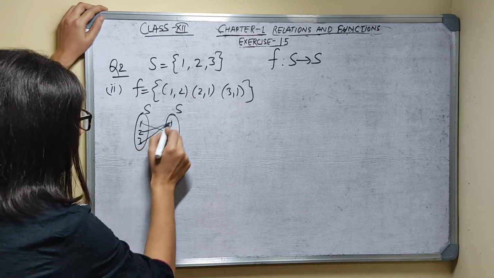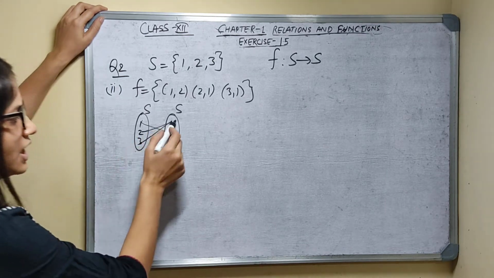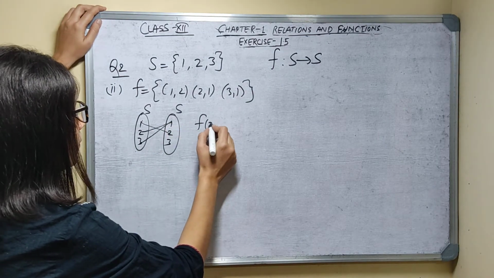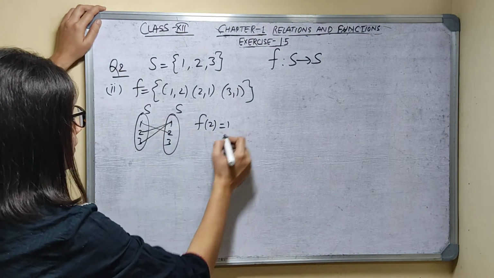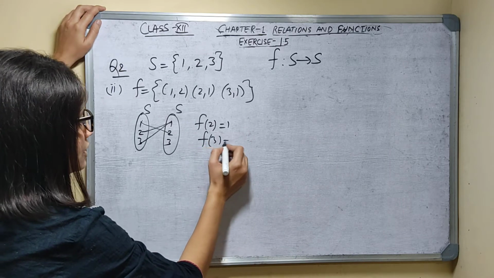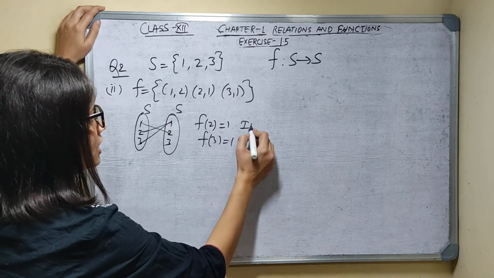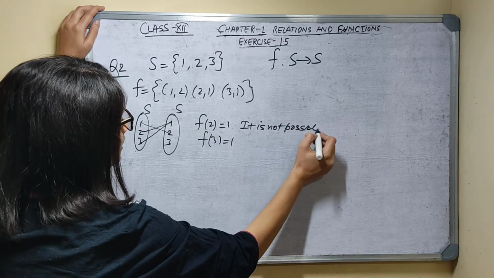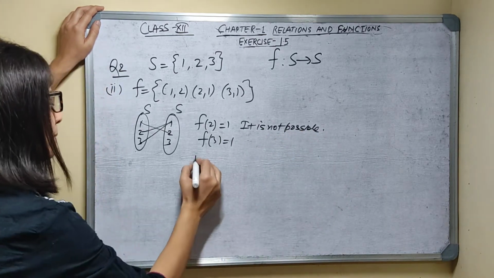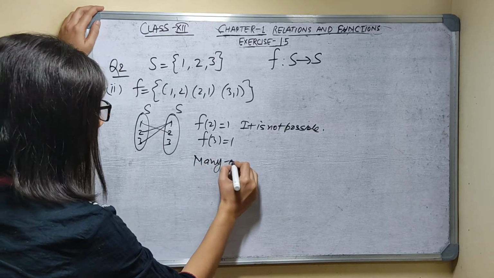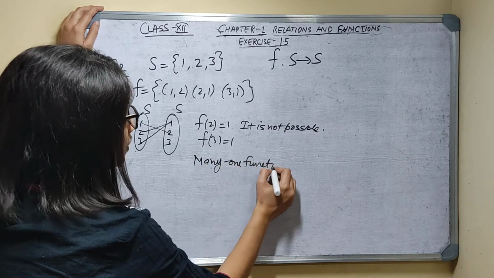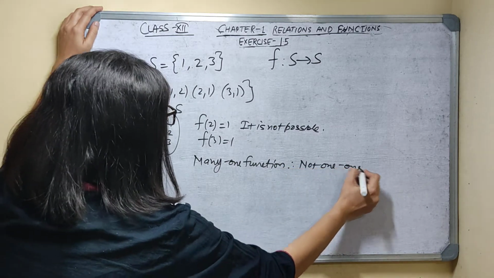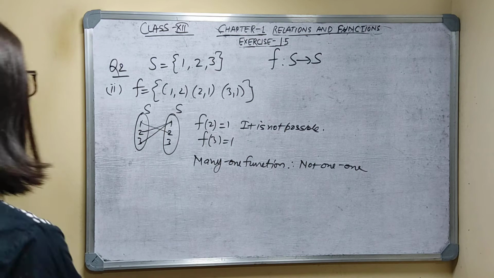Now 3 also maps to 1. You see 2 and 3 have the same image in the codomain, which means f(2) is 1 and f(3) is also 1. So it is a many-one function. It is not one-one. Is it clear? It is not one-one.